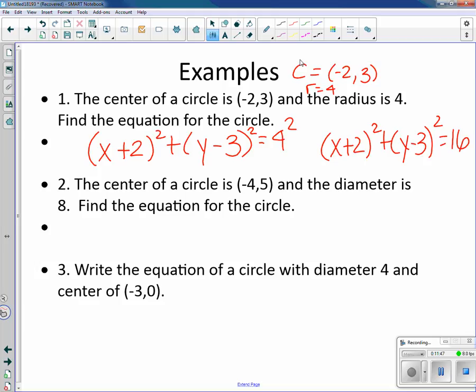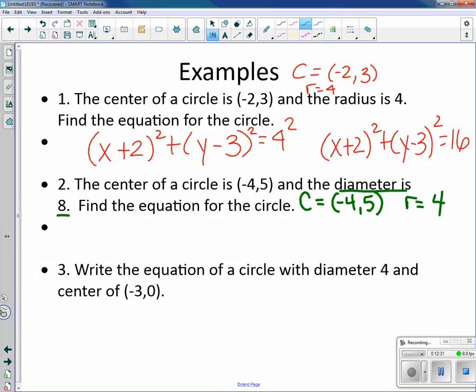Now, let's look at number 2. It says the center is at -4, 5, and the diameter is 8. Remember, there are 2 things you need for this equation: the center and the radius. Did they give me the center? My center is -4, 5. What is my radius here? You don't have it, but can I find it? It says the diameter is 8, so what is my radius? 4. Does everybody see why I got 4?